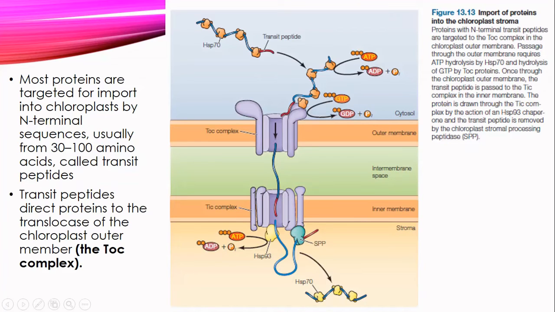Like sa mitochondria, it also imports proteins. So sa mitochondria, di ba, we have katong complexes, yung TIM23. So plants also have their own complexes. So the TOC complex. So para siyang pore, like what we have in mitochondria. So the import of proteins into the chloroplast stroma. So proteins with N-terminal transit peptides are targeted to the TOC complex.